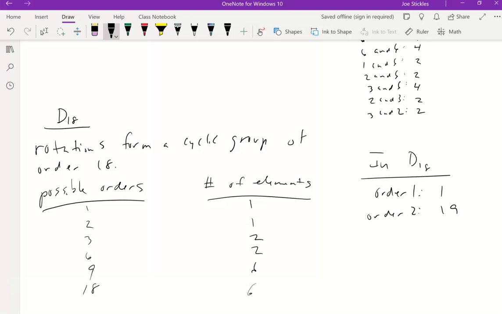A 180 rotation. If you have an even number of sides, a 180 rotation works. If you have an odd number of sides, a 180 rotation doesn't work, right? So the number of elements of order 2 in a dihedral group will always be n if n is odd. It'll be n plus 1 if n is even. And you'll get the extra one for the 180 degree rotation. Order 3, there are 2. Order 4, there aren't any of order 4. Order 6, there's 2. Order 9, there's 6. And order 18, there's also 6.